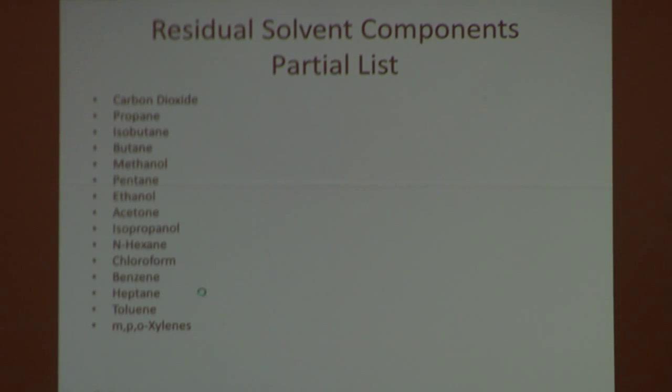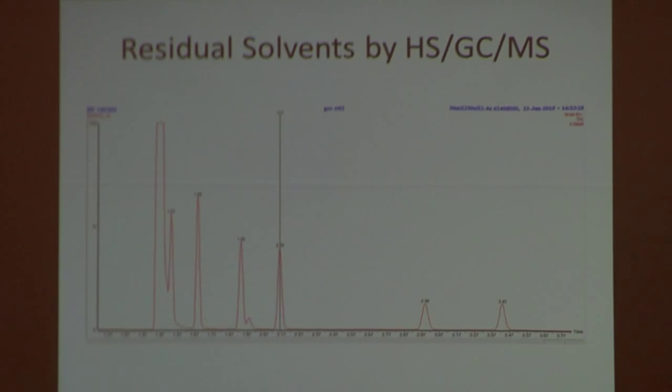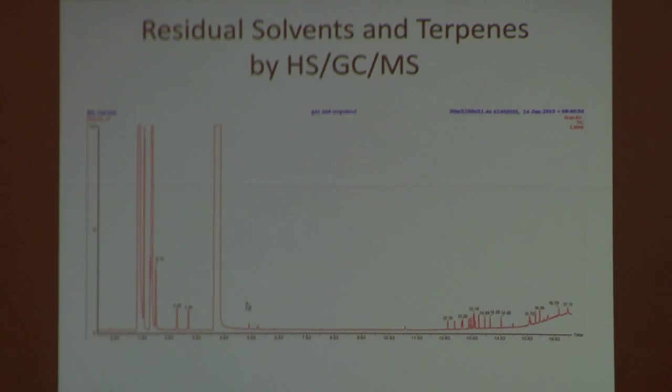Let's see, let's go on here. Residual solvents, these are residual solvents that are done by Headspace GCMS. And they are out in the first 4 or 5 minutes of the chromatogram. So here's a chromatogram showing residual solvents and the terpenes in the same injection so that you can get more done with one injection and knock off both the terpenes and the residual solvents by one injection.